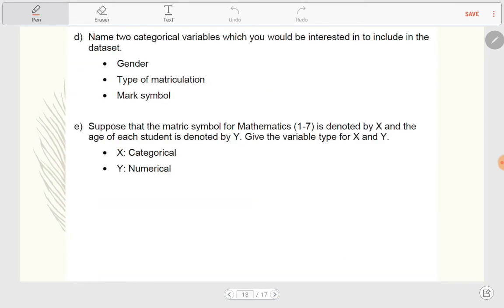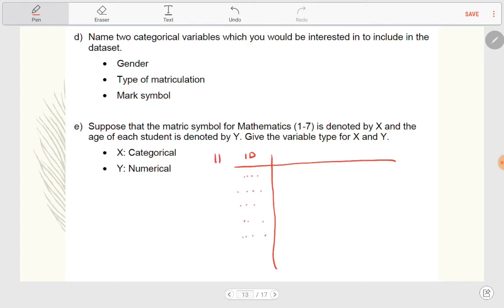Now they say name two categorical variables which you would be interested in to include in your data set. So now when you go to the universities, let's say you go to UP and you have these 100 students and you want to compile all their data. I guess we don't really need the name, but we can get, let's say, the student ID, all right? And then we'll jot them down. This is now for each student.